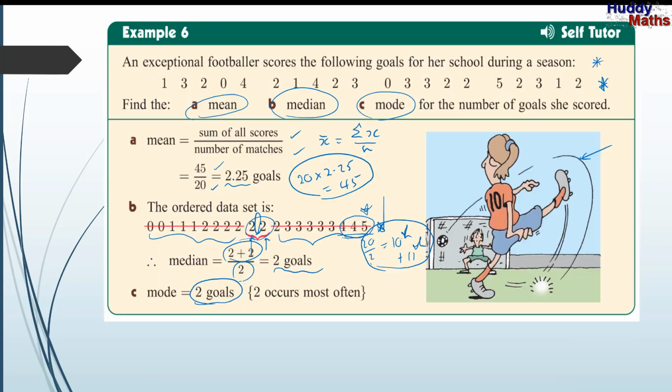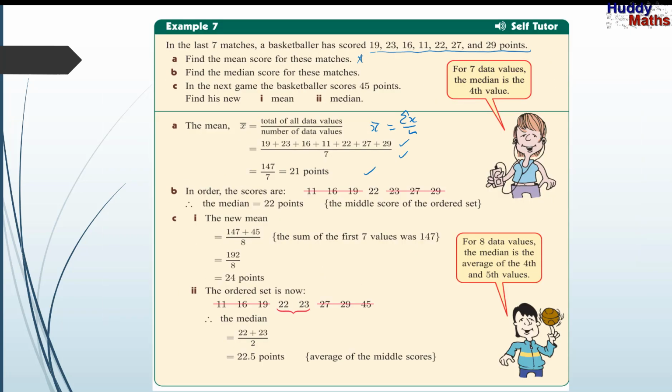Find the median. We're putting them all in order. And when you put them all in order, there we have it. There are 7 games. So 7 divided by 2 is 3.5, so that's the 4th score. The middle score is exactly one of the scores of the data set when it's odd. And so the median is 22 points.